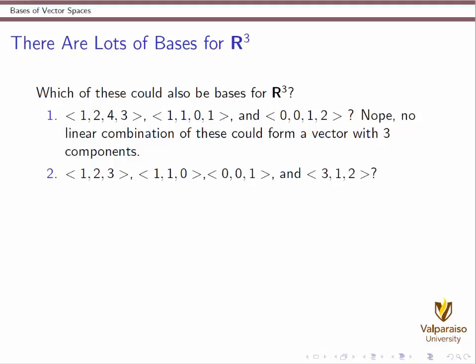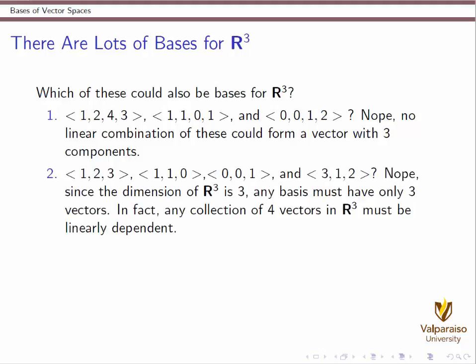Could these four vectors be a basis for R3? No. We know that the dimension of R3 is 3, which means basis sets can only have 3 vectors. This set has 4 vectors, so they have to be linearly dependent. Now, the span of these 4 vectors could very well be all of R3, but their span being R3 doesn't mean they're linearly independent. You have to check those things separately. These would not be linearly independent, so they can't be a basis.